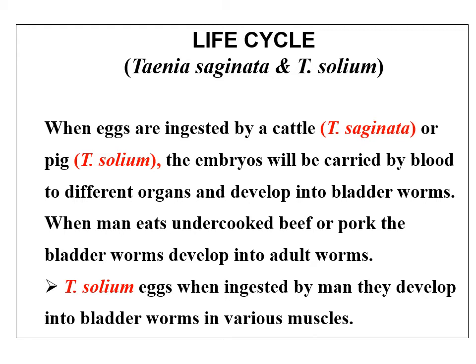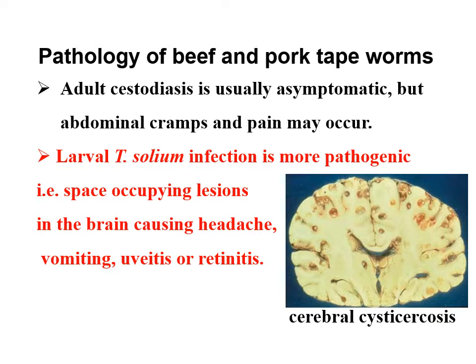So I just wanted to say precisely, Taenia solium could cause infection when we ingest the egg and they become larvae as they develop in the pig, or they can cause adult worm infection when we eat pork containing bladder worms. So the pathology of beef and pork tapeworms, adult infection, is usually asymptomatic. That is infection by an adult parasite, which is usually living in the intestine. It could be asymptomatic. It depends, for example, how big or how small the worm is and how many worms are there. But still, it may cause abdominal cramps and pain.